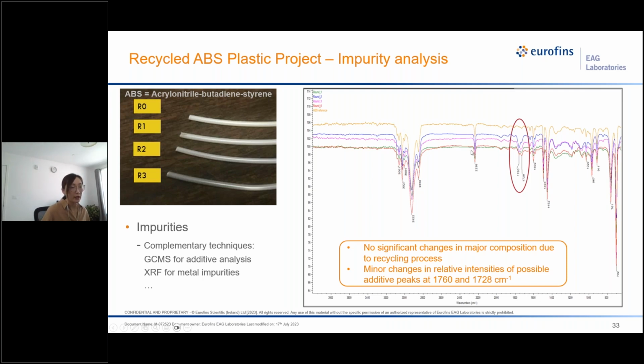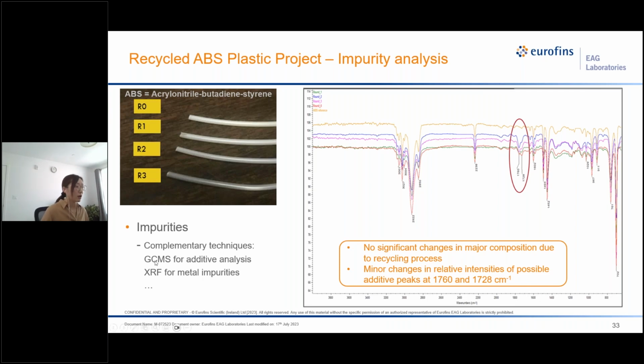By comparing their FTIR spectrum, the overall similarity in spectrum profile suggests that there's no major change in the composition between the recycled resins and the virgin resin. And then a closer comparison of the fingerprint region reveals minor changes in the relative intensities of the peaks at 1760 and 1728, which may be indicative of changes in the low-level impurities and additives in the recycled plastics.